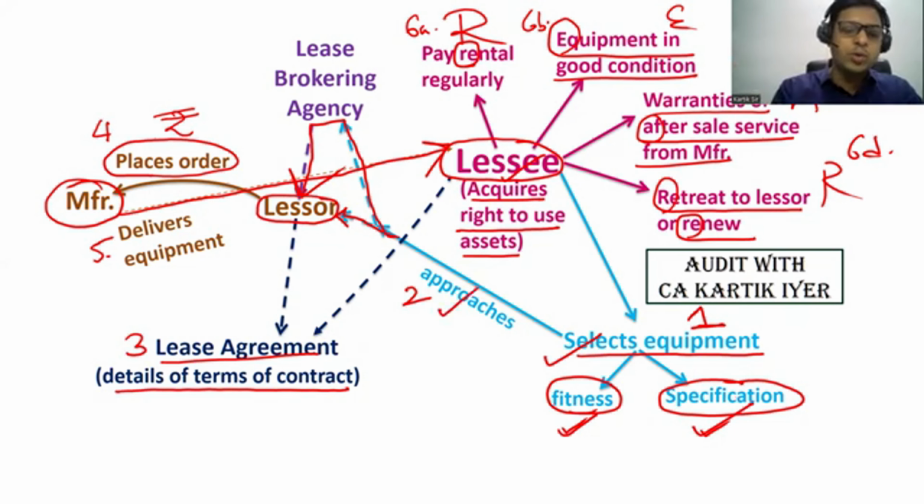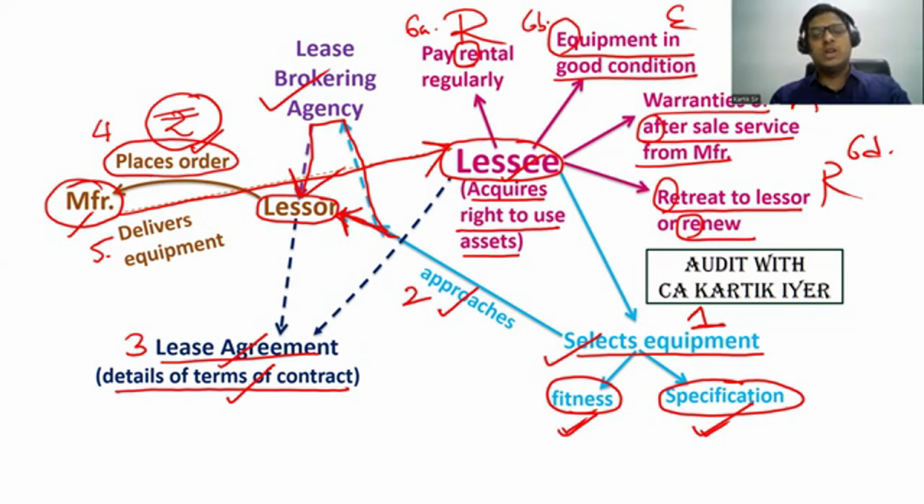The lessee will then approach the lessor directly or through the lease broking agency. So directly or indirectly, and indirectly अगर जा रहा है तो lease broking agency के through जाएगा. Then the lessor and lessee, if they are agreeing to the terms, then they'll enter into a lease agreement where the details of terms of contract will be entered into. Now the lessor will place the order, that is, he will give the full amount to the manufacturer. Let's say the machine costs 1 crore rupees. So lessor will pay here the entire amount and he'll place the order. And the manufacturer will be asked to deliver the equipment at the lessee's site. Lessee का जो भी factory है वहाँ पे deliver करने बोलेंगे.